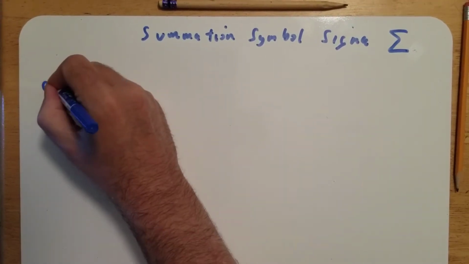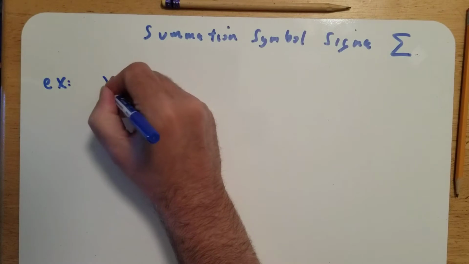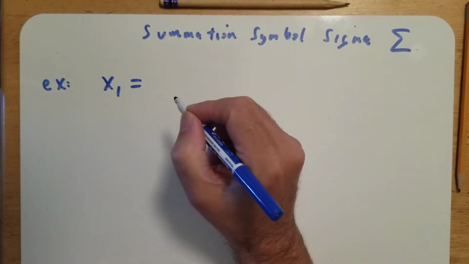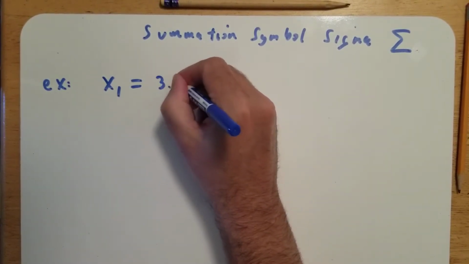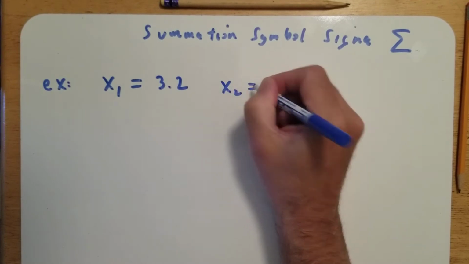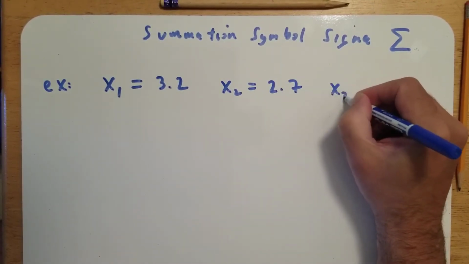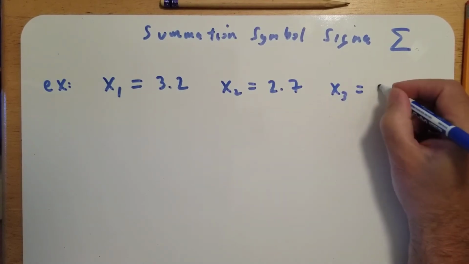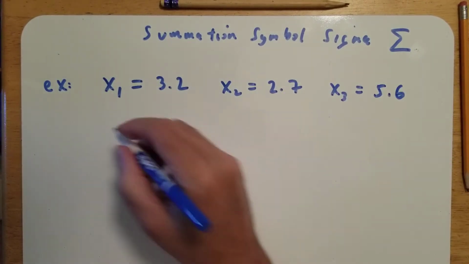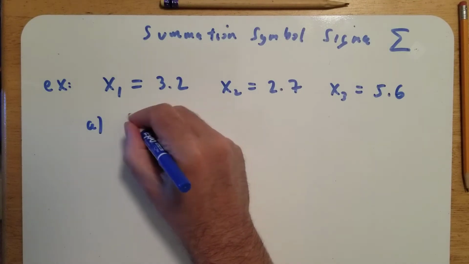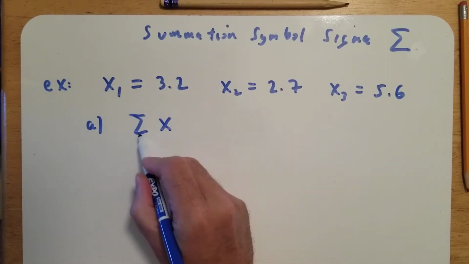Suppose I gave you a couple of x values. x1 is equal to 3.2, x2 is equal to 2.7, and x3 is equal to 5.6. Then you could be asked to do this. The sigma symbol means add them all up.